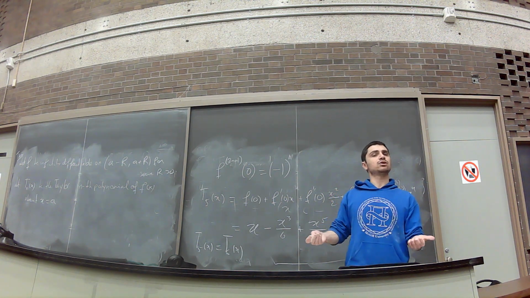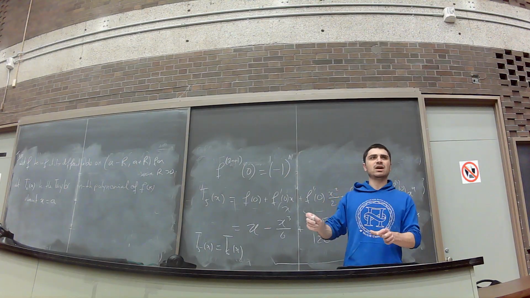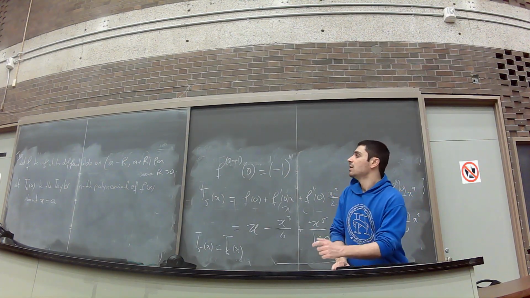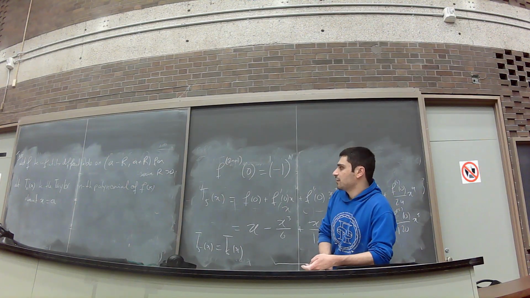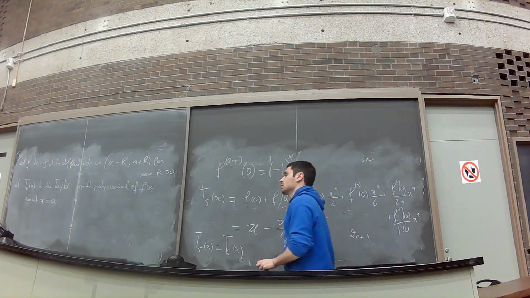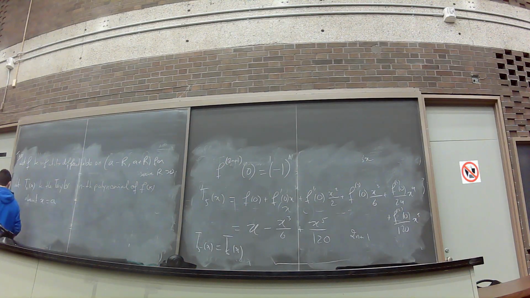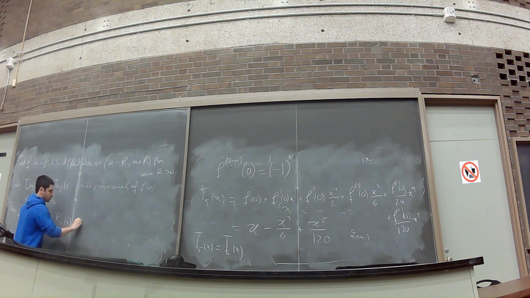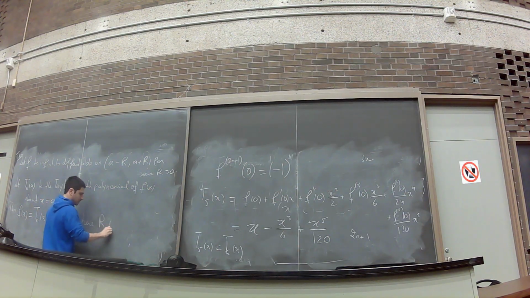Tn is just an approximation of order n. I don't want to say degree n because Tn may have degree less than n. So Tn is the Taylor n polynomial of f of x about x equals a. Now what's the thing? Then f of x is equal to Tn of x plus Rn of x, where Rn of x is what?